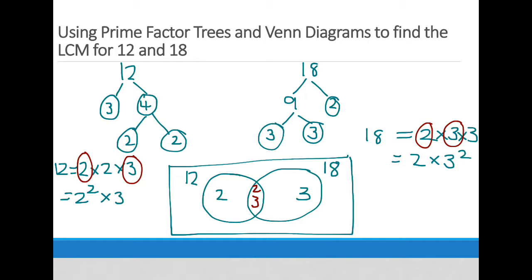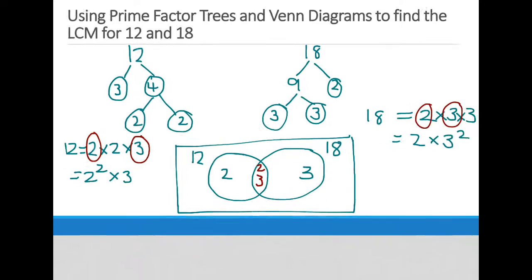And remember, we look for those numbers which are in both, and I found 2 multiplied by 3 appears in both of these, and that's what goes here in the overlapping part of my circle. So this is where the 2 sets of numbers overlap. And so I then have a 2 left over for 12, which goes in here, and a 3 that's left over, which goes in there.